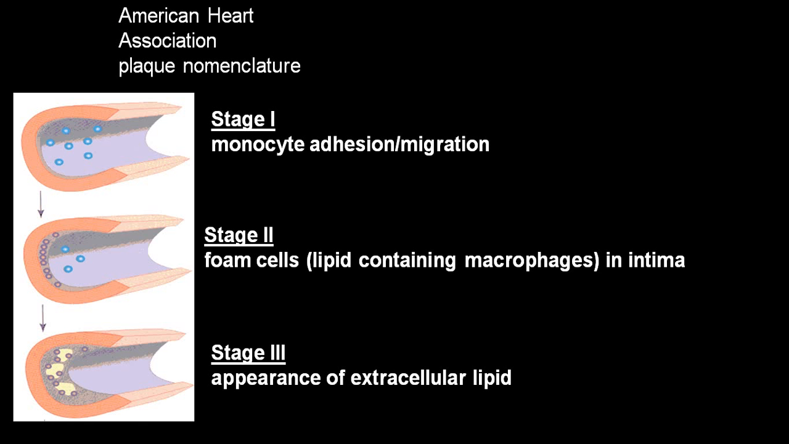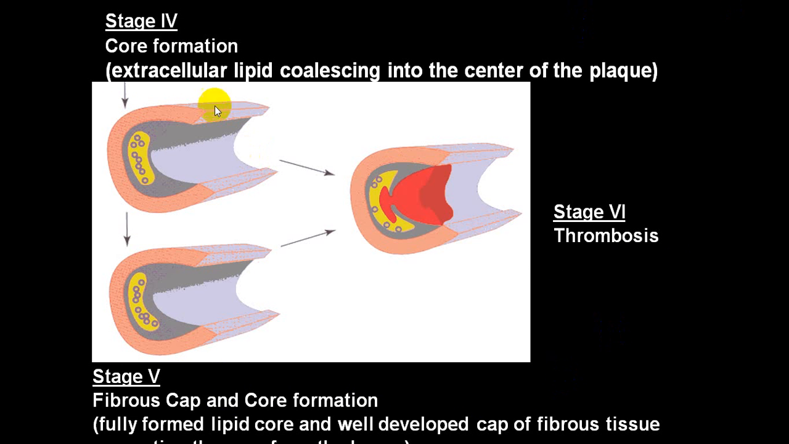So right from stage 1, there is monocyte adhesion, which we call migration, which will pick up lipids. So lipid containing macrophages we call foam cells. So there will be deposition of foam cells. These foam cells will be deposited below the intima, or we say in the intima. Then there will be appearance of extracellular lipids. So these lipids will be coming out from cellular material to the extracellular space, and that we call fatty streaks. Then you have a core formation. So we call it plaque formation.